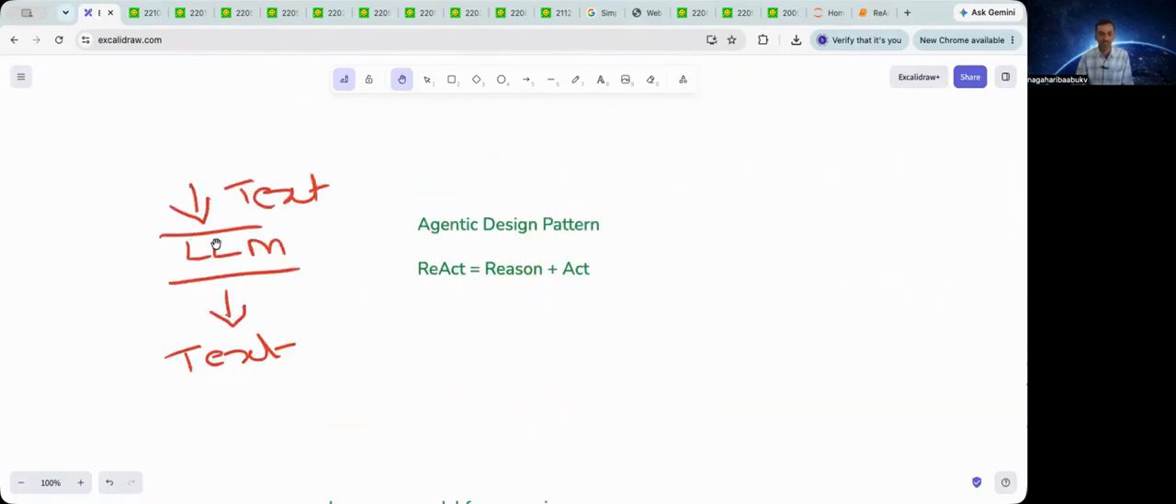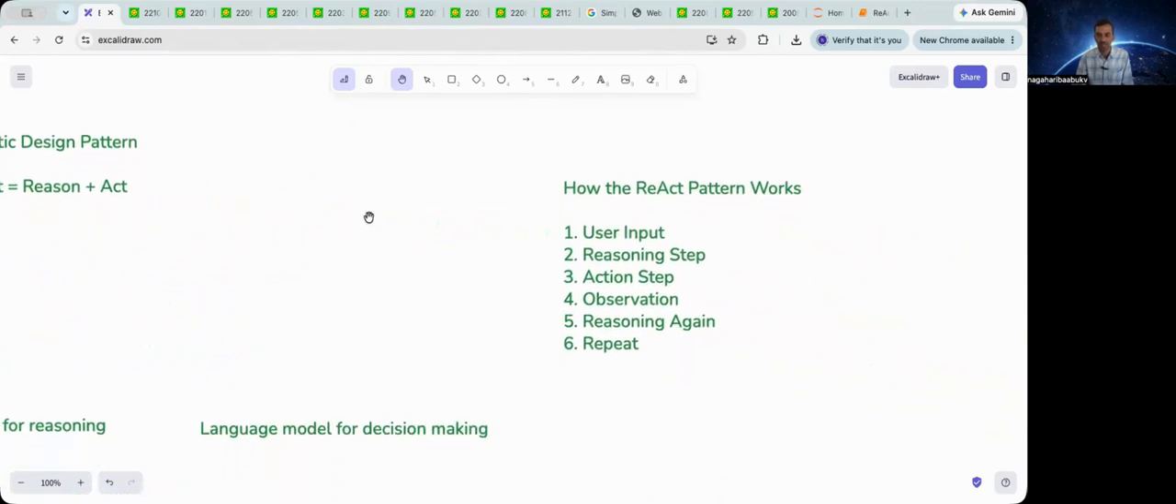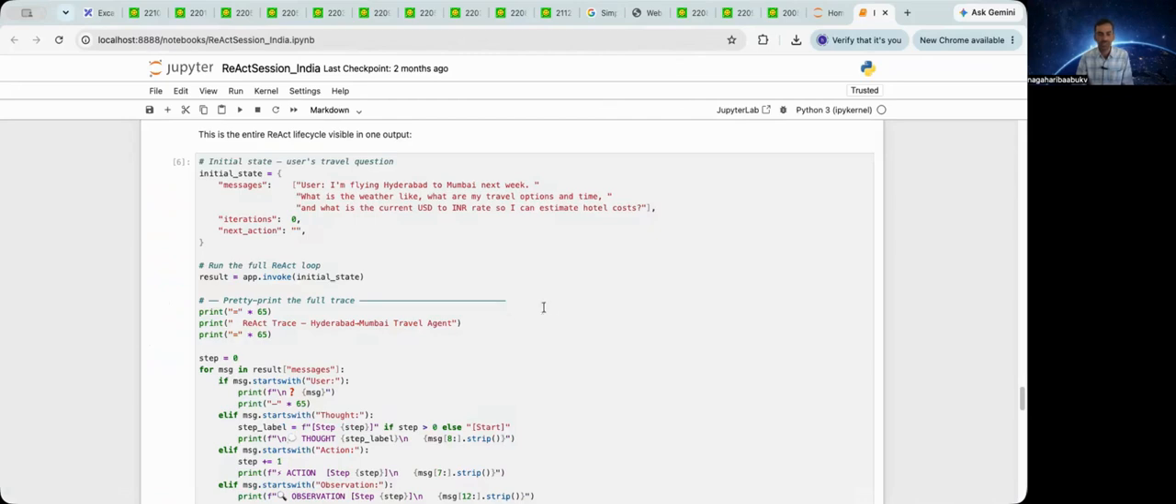So essentially, the old LLMs are like black box models, and they are not capable of reasoning and decision making. Then comes this ReAct paper, Reason plus Act, which tries to combine the best of both worlds: one is reasoning, and the other is decision making, which is action based. So this is the agentic design pattern, where we'll go through how the ReAct pattern works, and we'll also go through a simple example.